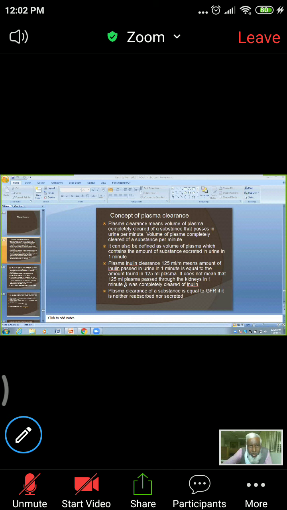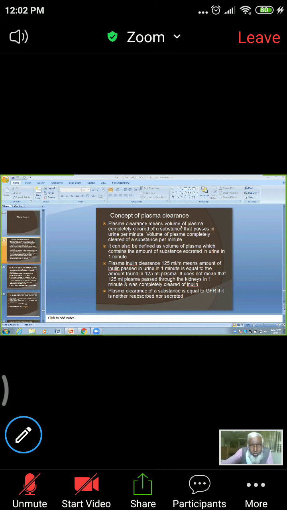How can plasma pass through? Can it enter into the tubules? Plasma contains proteins and the molecular weight is higher, so it cannot pass through the glomerular membrane. Mind it. Okay. So again remember the definition.